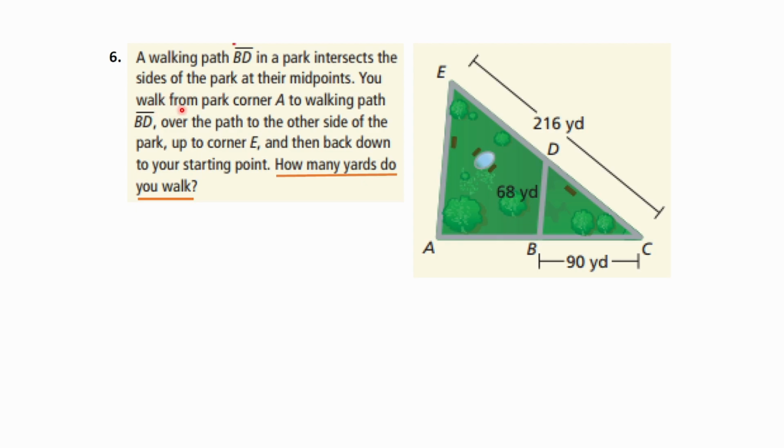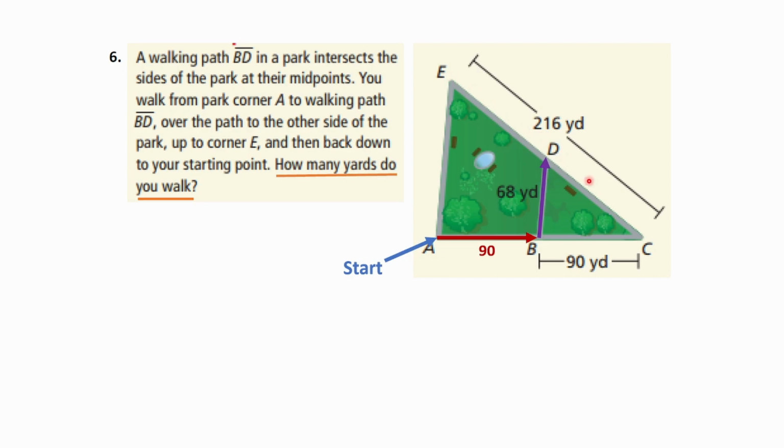It says you walk from park corner A, so you're starting here at A, and you walk over to this path BD, so you're going to be walking along here. Well, if that's 90 yards from B to C, and this is the midsegment, then this should also be 90 as you walk along this path here. And then it says you're going to walk over the path to the other side of the park, which we already know is 68 yards here from B to D. And then it says you're going to go all the way up to corner E. So you're going to go from D all the way up to E here.